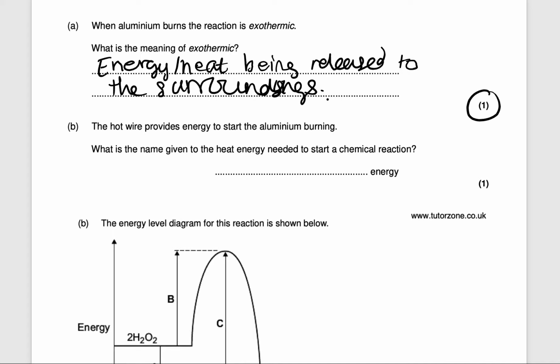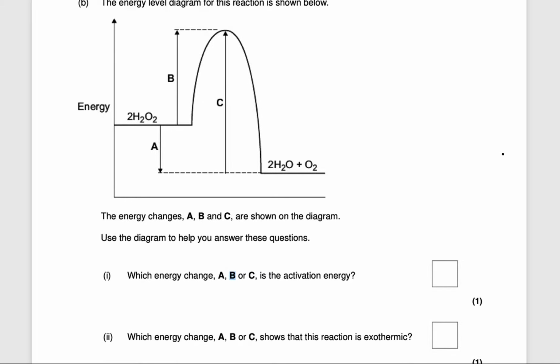The hot wire provides energy to start the aluminium burning. What is the name given to the heat energy needed to start a chemical reaction? That is known as the activation energy. Again for 1 mark.